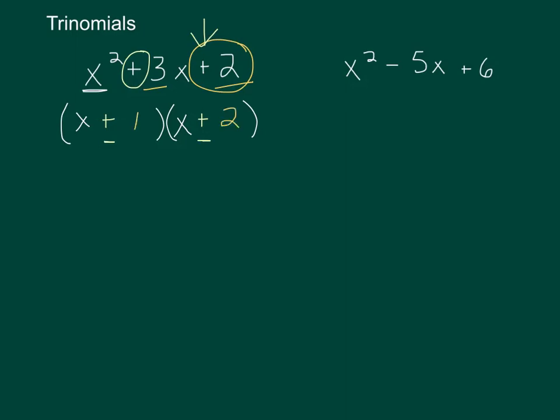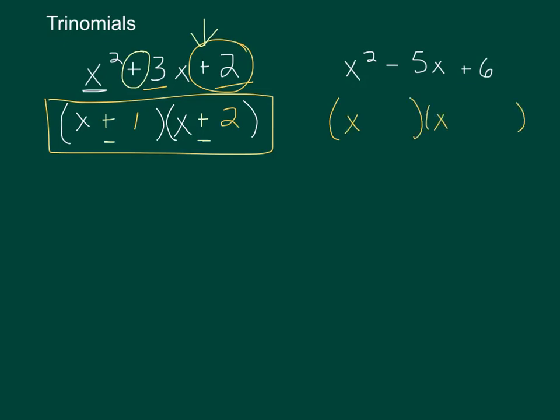I can double check this by FOILing, and I will get x squared plus 3x plus 2. For my second example here, once again I'll split up x squared into x and x. My second sign is positive, which means both of my other signs will be the same, and they will both be minus this time. But I'll still ask myself what multiplies to be 6 and adds to be 5.